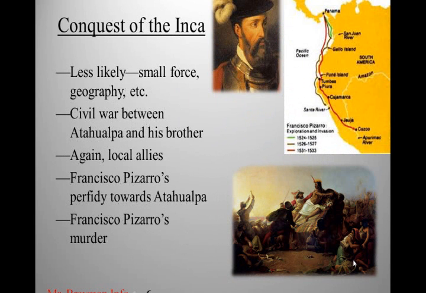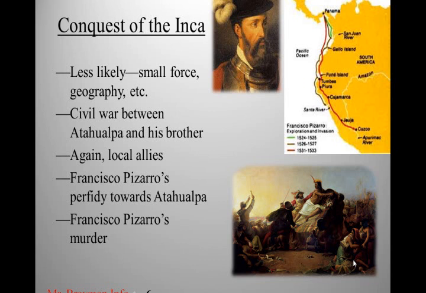Further to the south was a very different situation in the conquest of the Inca. In many ways, the conquest of the Inca was less likely. The man who led that conquest, a man named Francisco Pizarro, had a much smaller force, and he was working with very difficult terrain. The Inca Empire is way up in the mountains in very tough terrain. But, kind of like with the Aztecs, he came at what for him was a very lucky time.